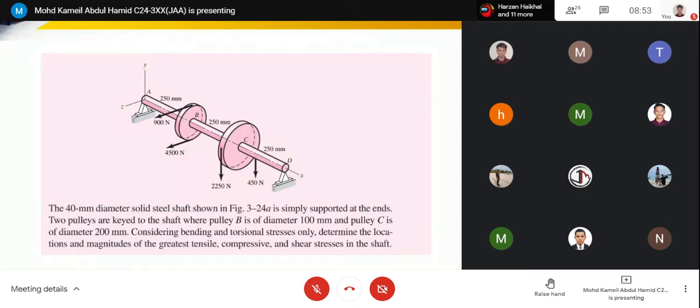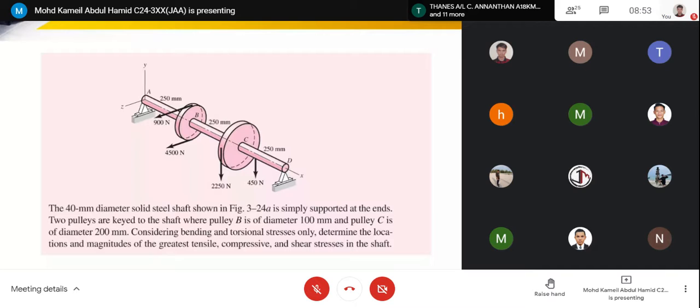Syed Hassan, saya tengok okay tak example ni? You have a 40 mm diameter solid steel shaft. Two pulleys are keyed to the shaft where pulley B of diameter 100 mm and C. Considering bending and torsional stresses only, determine the location and magnitude of the greatest tensile, compressive and shear stress in the shaft.